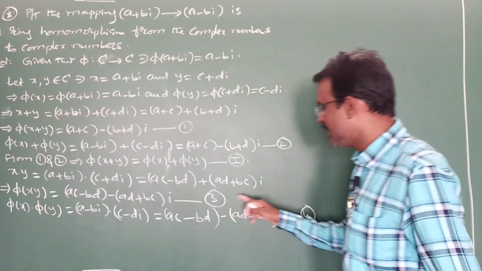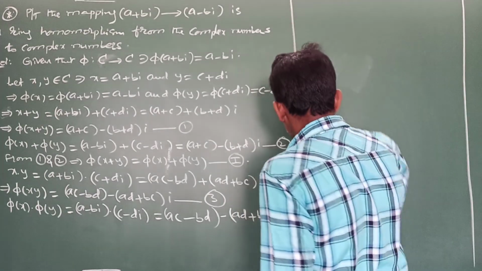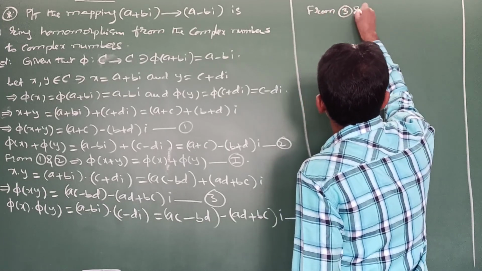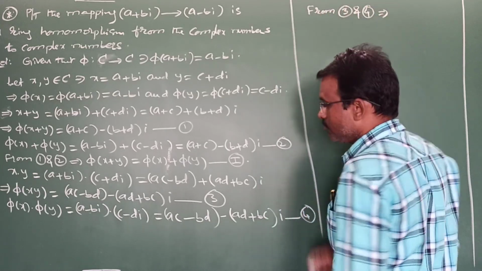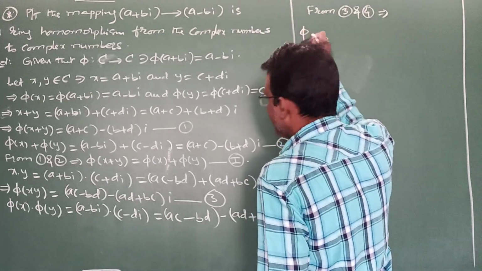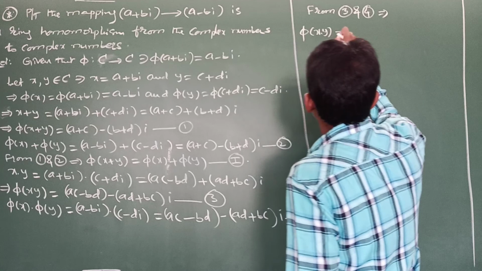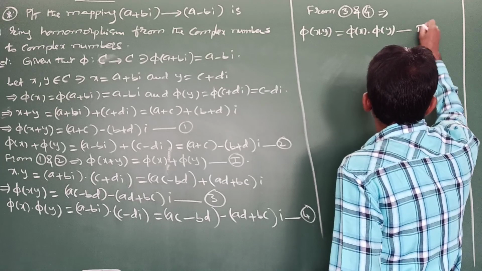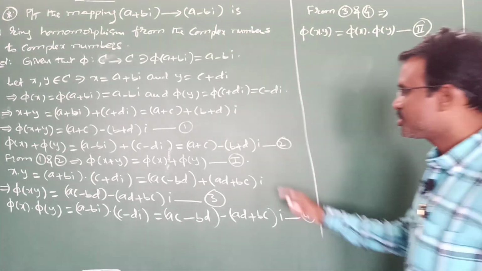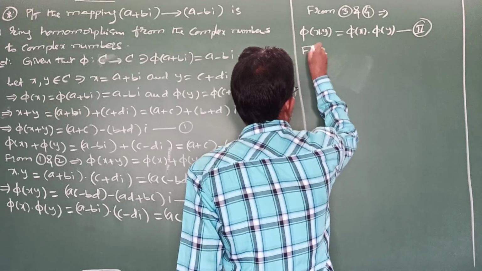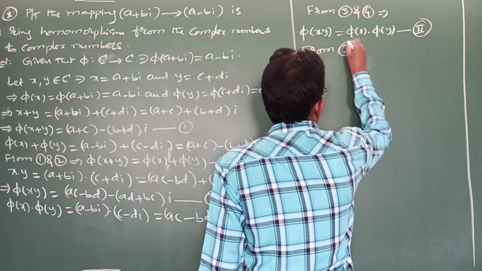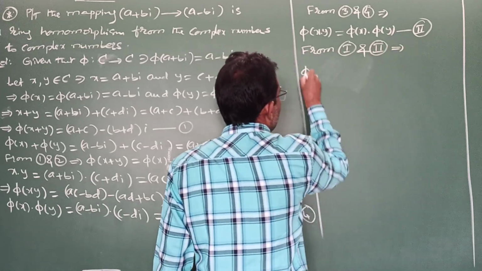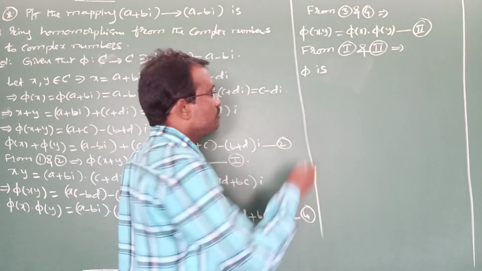Now concentrate on relations 3 and 4. From 3 and 4 implies what we have: phi of xy, that is phi of x into y, is equal to phi of x into phi of y. Let this be big expression number 2. Now just combine relations 1 and 2. From big expression 1 and big expression 2 implies we have phi is a ring homomorphism.